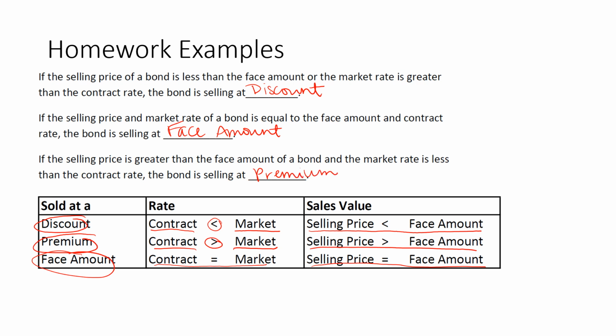So if a bond sells for less than its face amount, that's a discount. If a bond sells for its face amount, then it's sold at face amount. And if a bond is sold for greater than the face amount, it's issued at a premium.